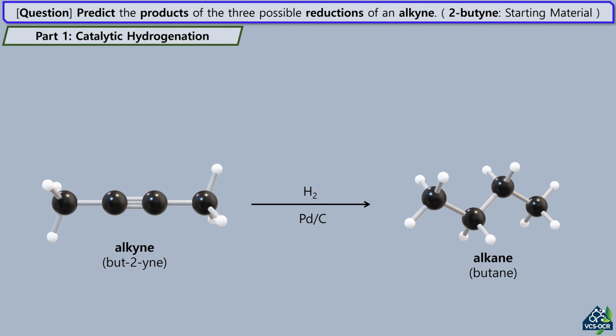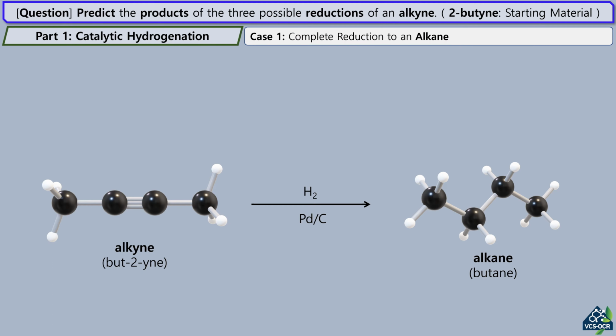Part 1. Catalytic hydrogenation. Case 1. Complete reduction to an alkane. Treatment of an alkyne with hydrogen and a metal catalyst such as palladium, platinum, or nickel leads to rapid hydrogenation.